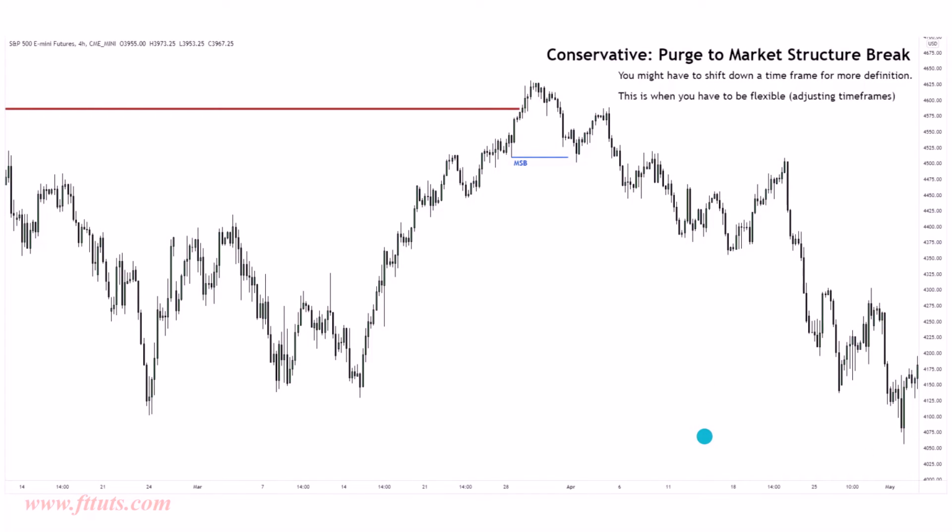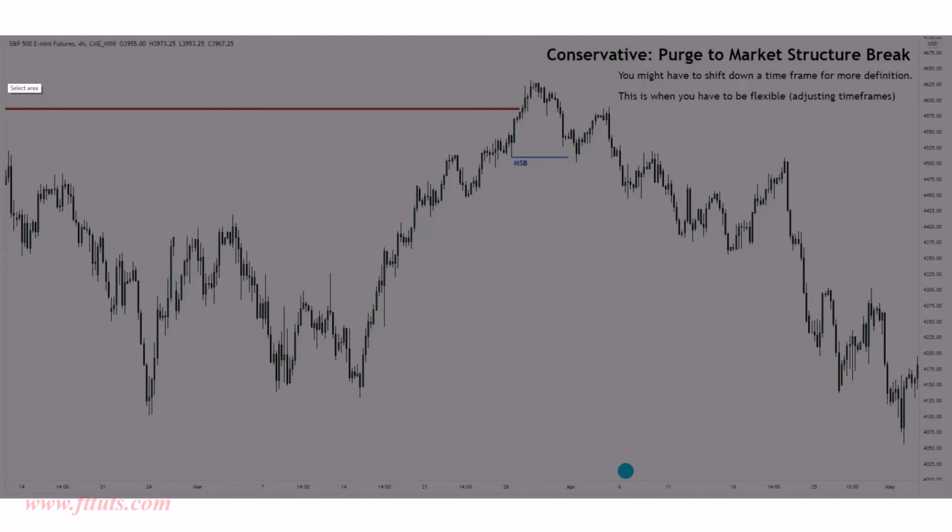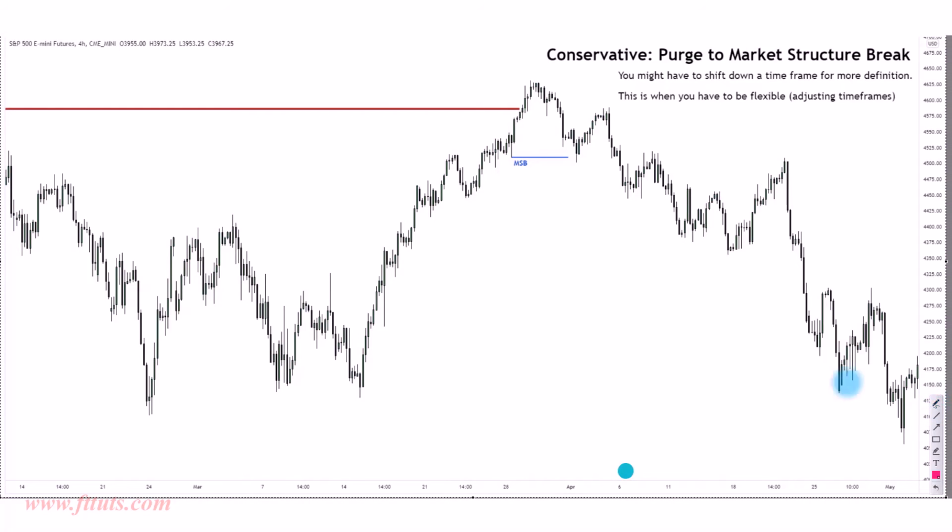Here's an example of a conservative. They're waiting for the low to break, and then the rounded retest. But the aggressive trader would say, okay, that's the purge in liquidity. I'm looking for an engulfing candle to happen, which is a bearish order block. And you can see this is the last up candle here. They could sell into that and not wait for the market structure break.